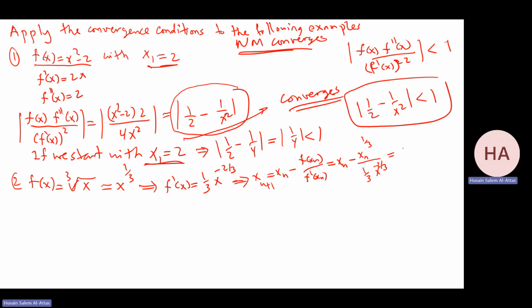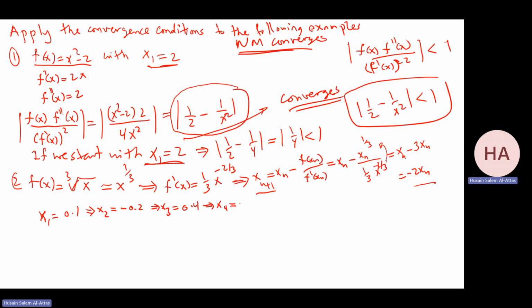So that'll give me what? Xn minus 3xn. Yeah, this will go up, so it will be xn. So I'm getting what? Minus 2xn. So it means if I start with x1, 0.1, x2 will be what? Apply it here. I have x2 will be minus 0.2. x3 will be 0.4.